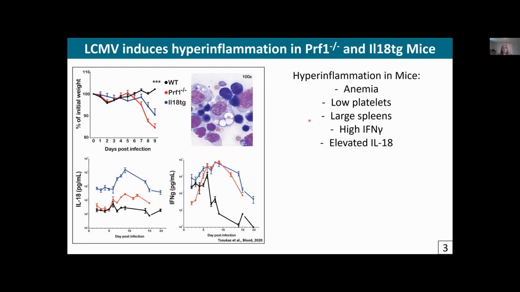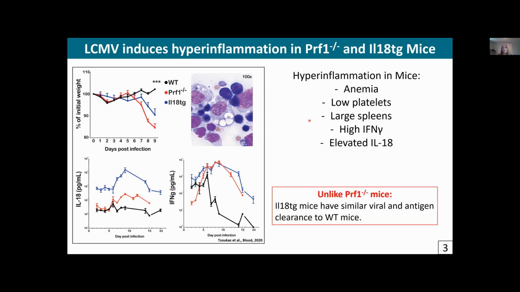However, one of the distinguishing factors between these two genotypes during LCMV infection is that the perforin knockout mice cannot fully get rid of the virus. These perforin knockout mice actually succumb to viremia. On the other hand, the IL-18 transgenic mice, which still have this very high hyperinflammatory phenotype, are clearing virus to a similar extent and with the same kinetics as a wild type mouse.